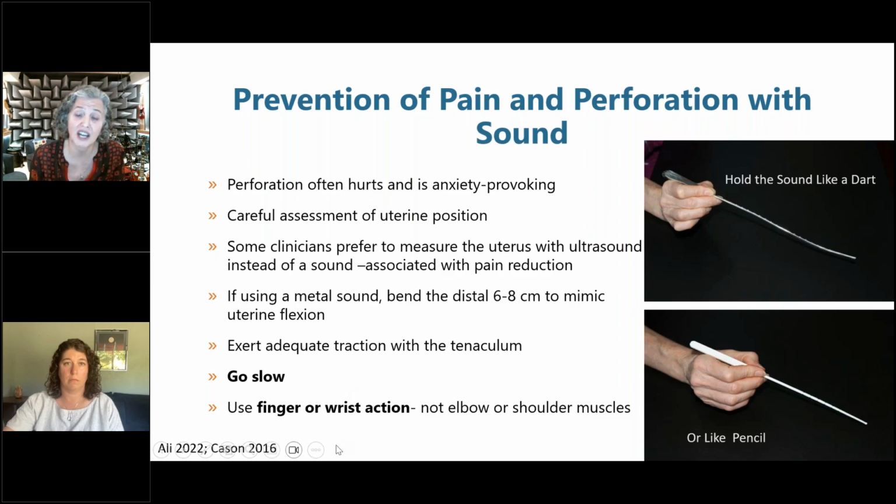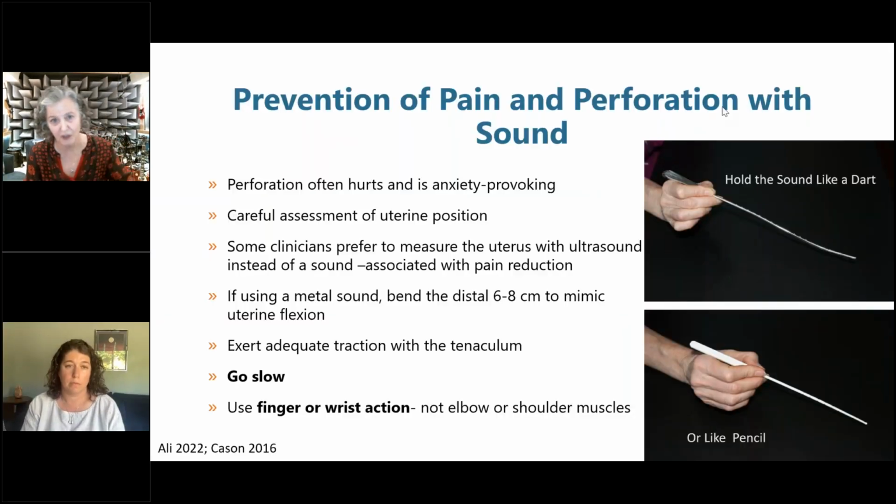Use wrist or finger action, not elbow or shoulder muscles. So I'm just going to stop. So we're talking about this or this, not this, right? Not elbow and not shoulder. So that you don't have the momentum necessary to actually pass all the way through the uterus up to the uterine fundus, all in one swoop, and then potentially right through the fundus.